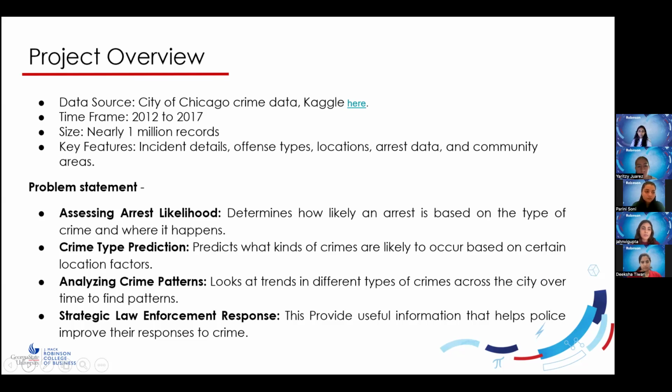on the type of crimes and where it happens, the crime type prediction, which is the types of crime which are likely to occur based on certain location factors, analyzing the patterns within this data, and looking at trends in different types of crimes across the city over different periods of time, and the strategic law enforcement response, which provides useful information that helps the police to improve their response to crime.